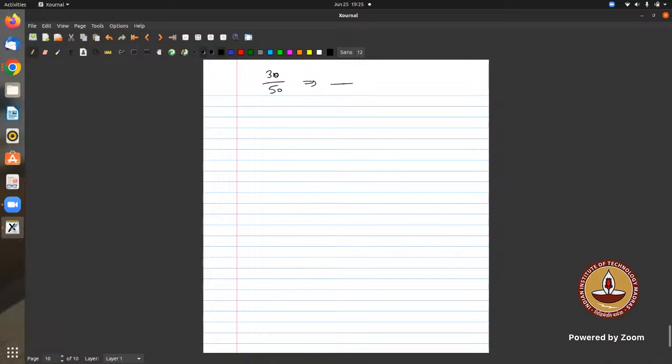So 30 by 50 into 100. Or, okay, that is also fine. It's not a problem. What you did basically, this 60 out of 100, is multiply with 2, both numerator and denominator, so it becomes 60 by 100. This is the same thing as multiplying with 100.